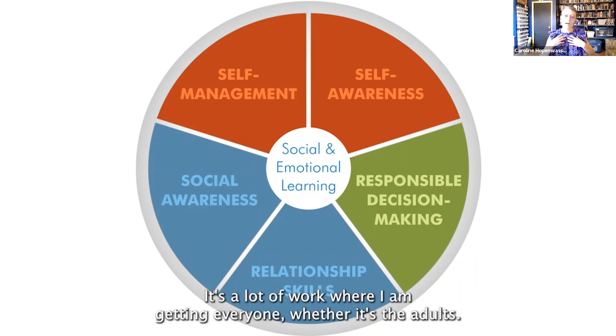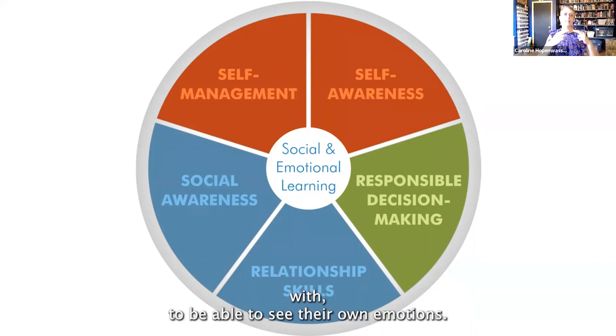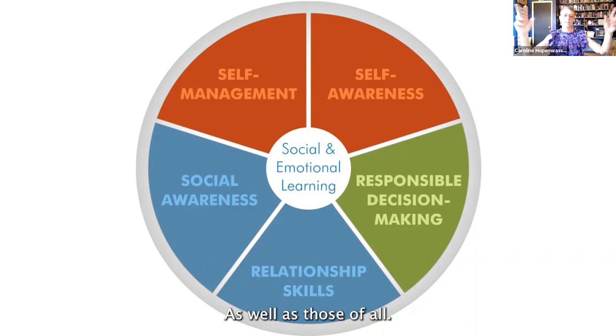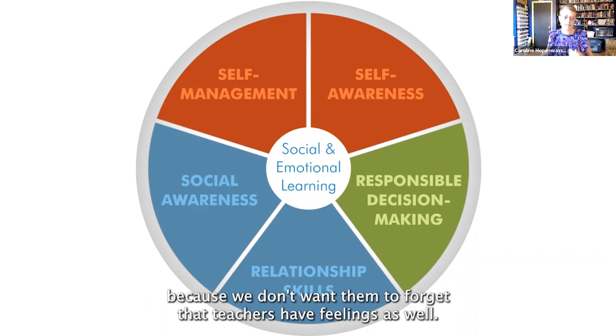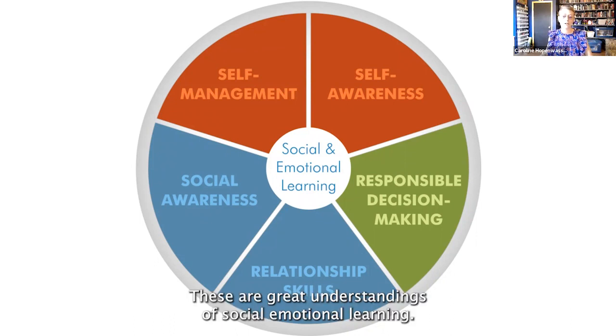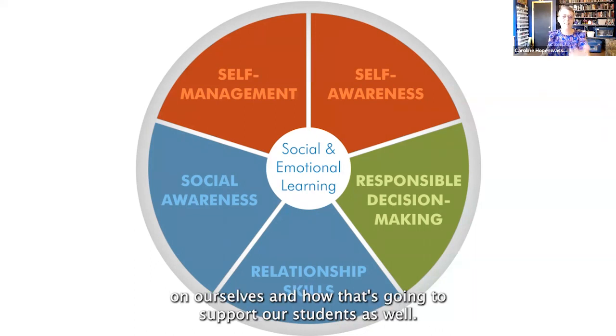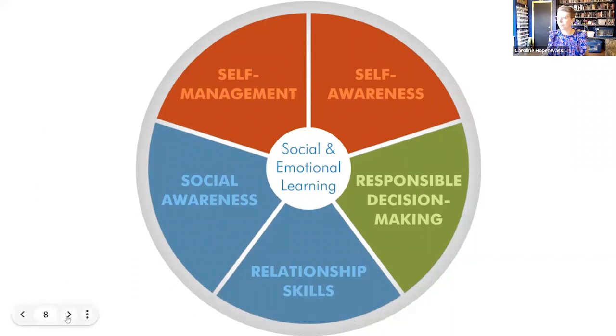It's a lot of work where I am getting everyone, whether it's the adults that I work with or the students that I work with, to be able to see their own emotions as well as those of all of the people around them, because we don't want them to forget that teachers have feelings as well. So helping students become more emotionally aware and supported. All right, so perfect. These are great understandings of social emotional learning. Today, we're going to see how we can think about turning that love and attention on ourselves and how that's going to support our students as well.